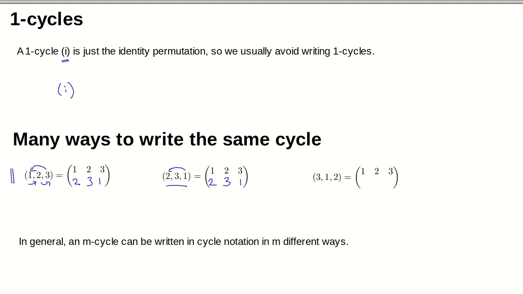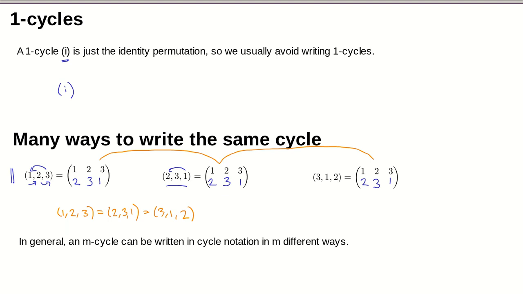Again, consider the three cycle (3 1 2). What it does is send 3 to 1, 1 to 2, and 2 back to 3. Okay, well, look at all of these. We got the same thing each time, right? Each one of these two-row notations was the same. So the three cycle (1 2 3) and the three cycle (2 3 1) and the three cycle (3 1 2) are all the same permutation.